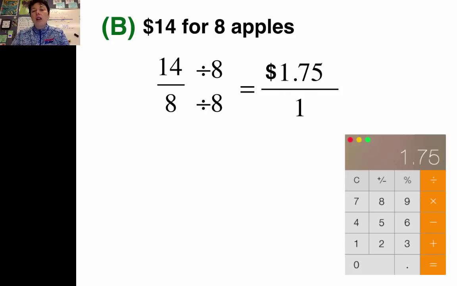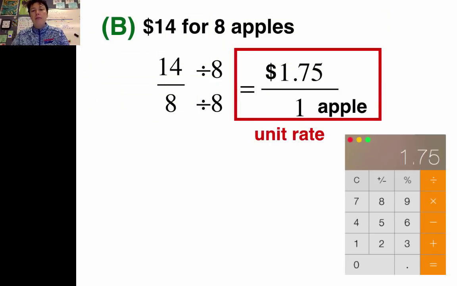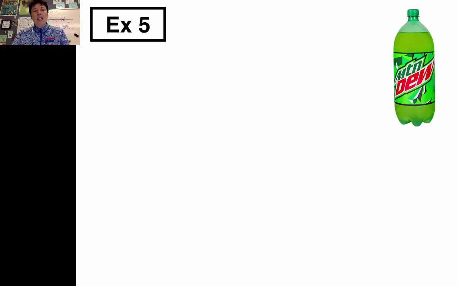That means it is $1.75 for one apple. There's our unit rate, $1.75 per apple. Wow. Yeah, apples get expensive after a while.